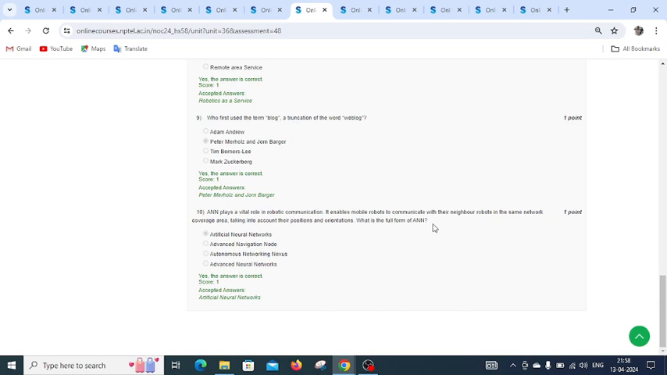NN plays a vital role in robotic communication. It enables mobile robots to communicate with their neighbor robots in the same network coverage area. What is the full form of NN? That is artificial neural network.